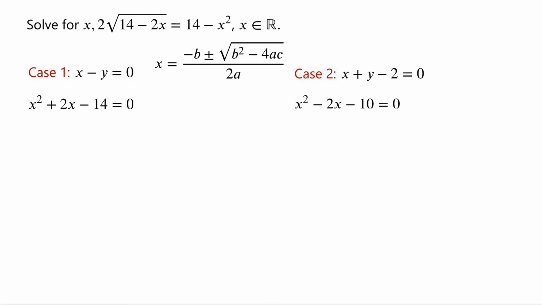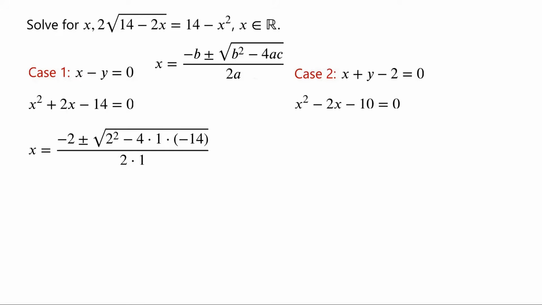For case 1, a equals 1, b equals 2, and c equals negative 14. So, x equals negative 2, plus or minus root of 2 squared minus 4 times 1 times negative 14 over 2 times 1. 2 squared minus 4 times 1 times negative 14 is equal to 4 plus 56, which is 60. So, x equals negative 2, plus or minus root 60, over 2. 60 is equal to 4 times 15. So root 60 equals 2 root 15. So, x equals negative 1, plus or minus root 15.